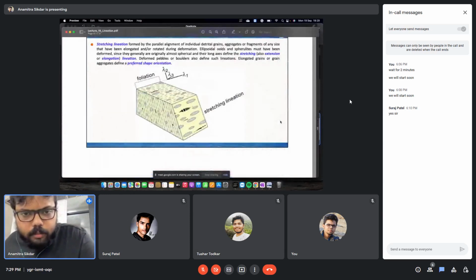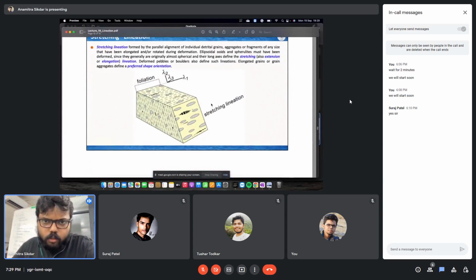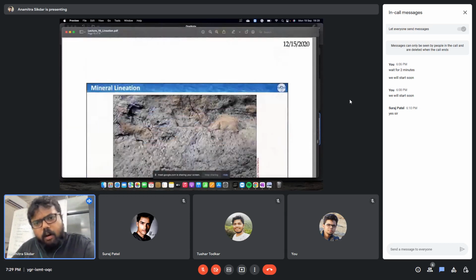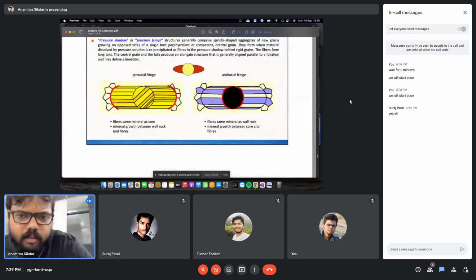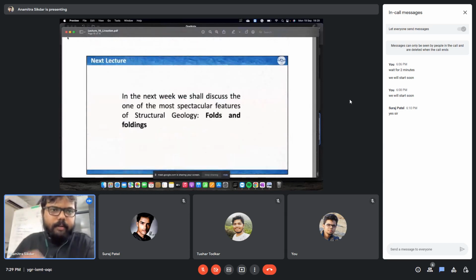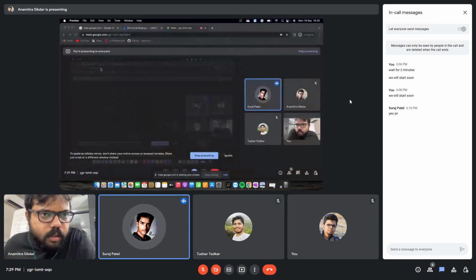Okay, so yeah, those are stretching lineations as I just previously showed you in the diagram. So what is the stretching lineation? I think all of these are very descriptive and we can actually figure it out from the class, right? So yeah, I thought I would cover the folds this week, but I could not.